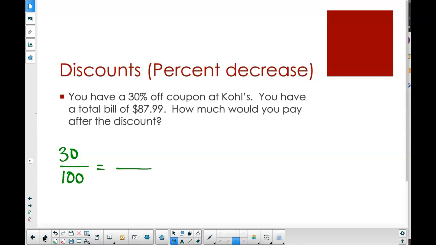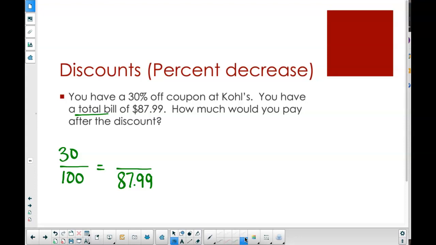Should I put that on the top or the bottom? What do you think? Is that the change or the original? Go ahead, Samantha. The bottom because it says the total? Yeah, it's the total. It's the original amount. So $87.99 goes on the bottom. And no, you can't change that number. You can't just say it's 88. You can't just round it. You have to leave it at $87.99. Okay, then we're going to grab our calculator.